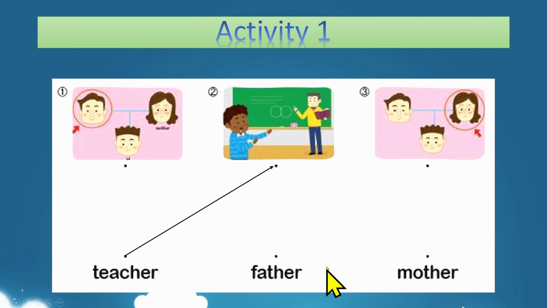Good. Next, father. So number three is a woman and a boy. So not three, not two. So father is number one. Next we have, correct, mother. So mother is a woman with a child. Good job. I'm sure you got them all right. That was easy.